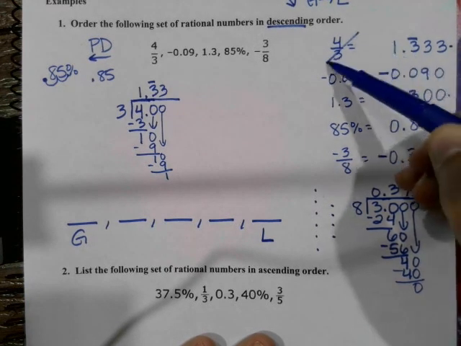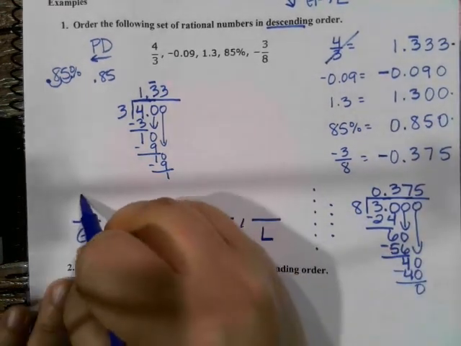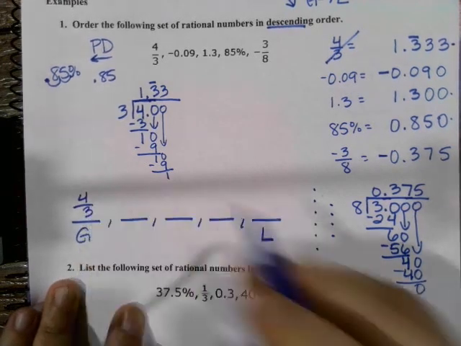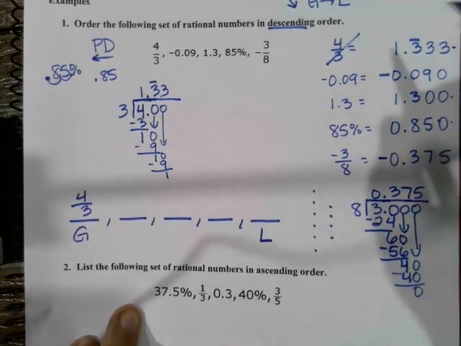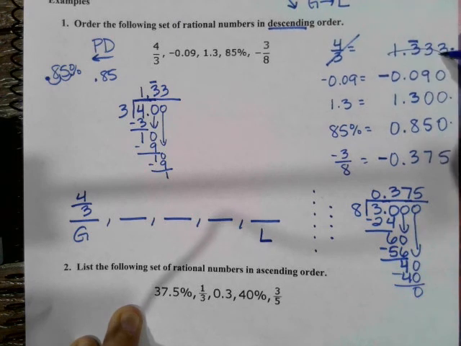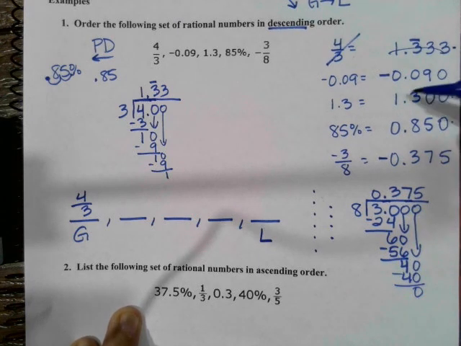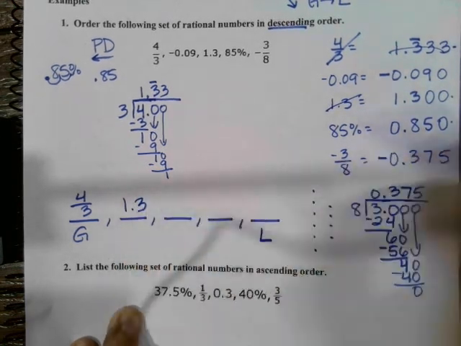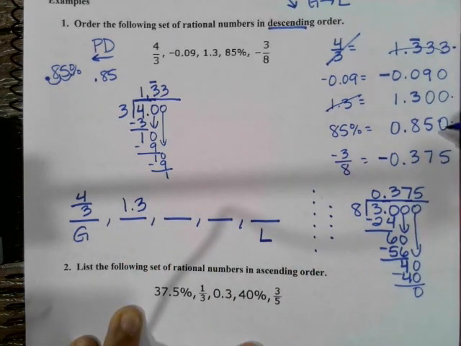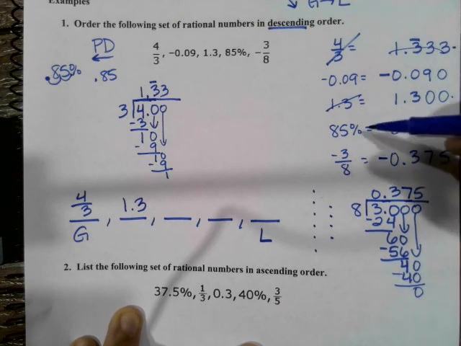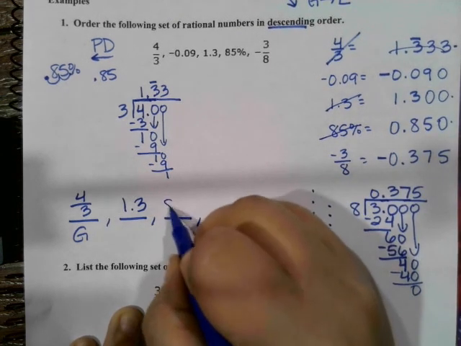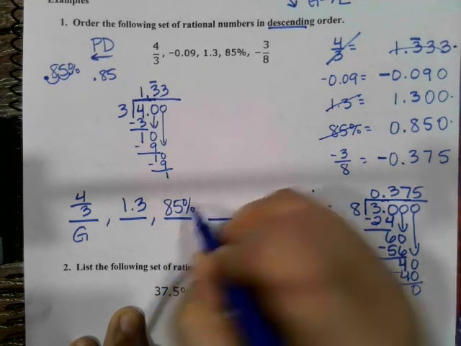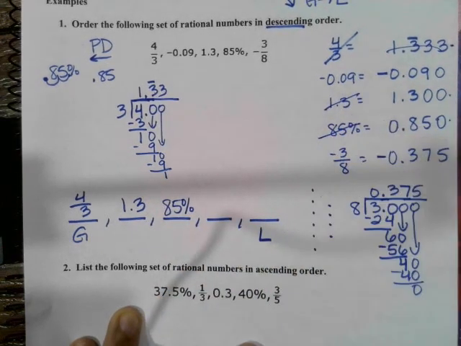I'm going to put the original form, 4/3. Cross them off as I place them so I don't use them more than once. All right, now that one's gone, my remaining biggest one is the 1,300, or the 1.3, which was originally 1.3. And then my last positive one was the 850 thousandths, or 85%. Again, make sure you're putting them in the original form. That's why we kept them over here.